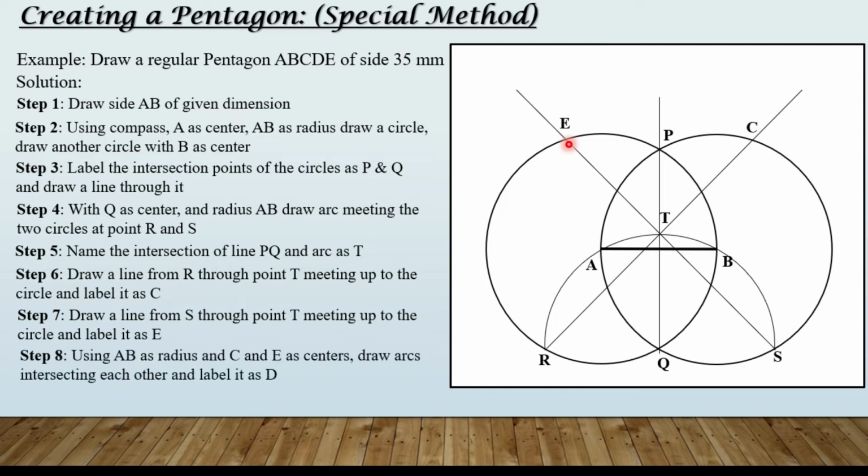Now using AB as radius, which is the given side in question, and centers C and E, you have to draw intersecting arcs. So I have to keep my compass at C now, AB as radius in the compass, drawing one arc, then shifting the compass from here to E, and again drawing another arc intersecting the first one, labeling it as D. Now you have to join all the points in sequence.